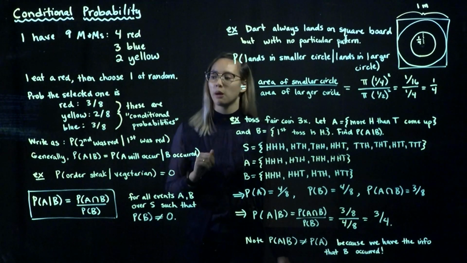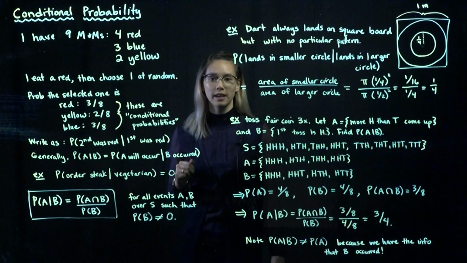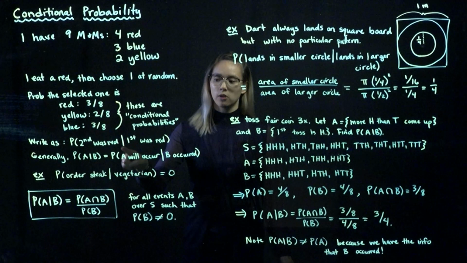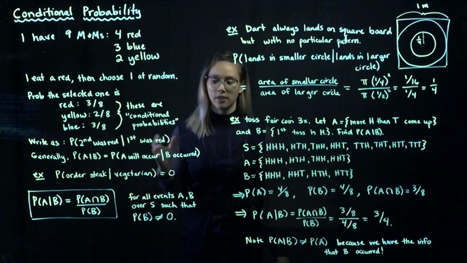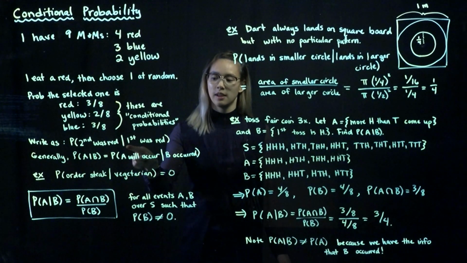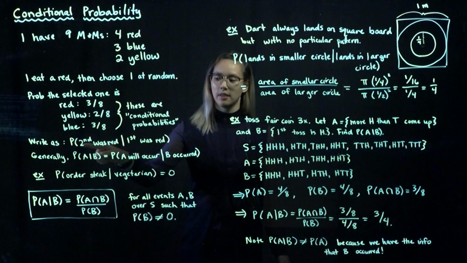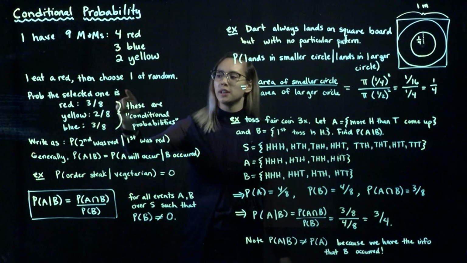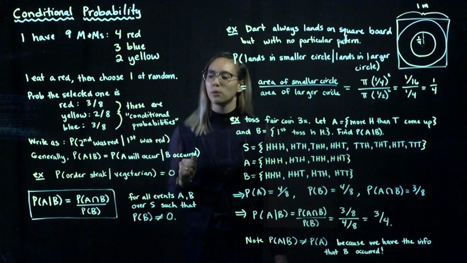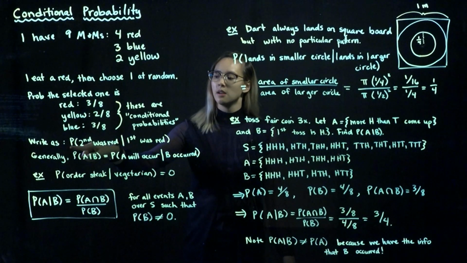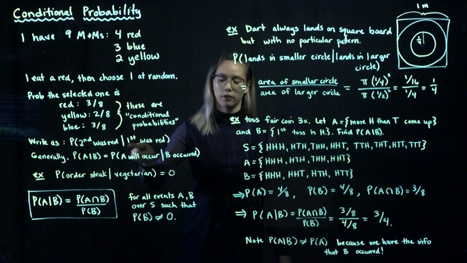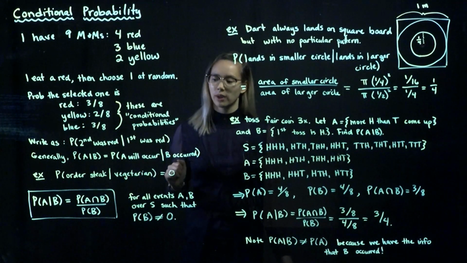So since we're conditioning on this knowledge that I ate a red one, we call these probabilities here conditional probabilities. And the way that we write conditional probabilities is with a vertical bar. So we have the vertical bar, and then we have the knowledge, the info, over on the right, and then the event that we're trying to calculate a probability for is over on the left. So if I'm wondering, what's the probability that the selected one is red, given that I already ate a red one, we would write it like this. The probability that the second one is red, given that the first one, the one that I ate, was red.